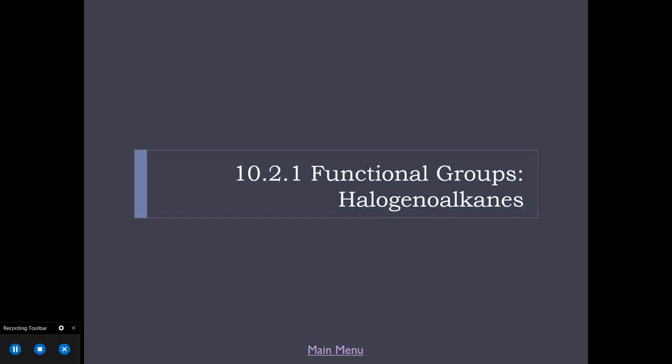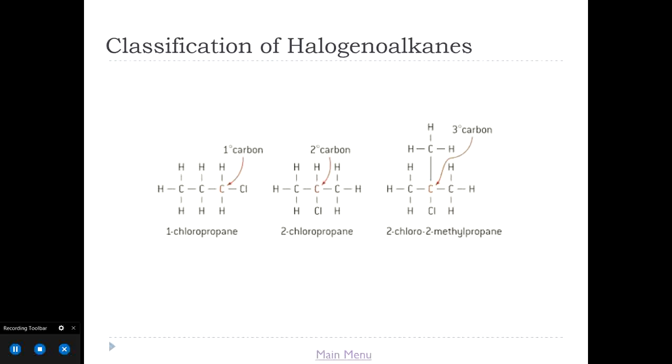The next family of organic compounds we're going to look at is the halogenoalkanes. Now, like alcohols, the halogenoalkanes can be classified into primary, secondary, and tertiary. And this is important to understand the types of reaction that they're going to go through. But it's the exact same as with alcohols.